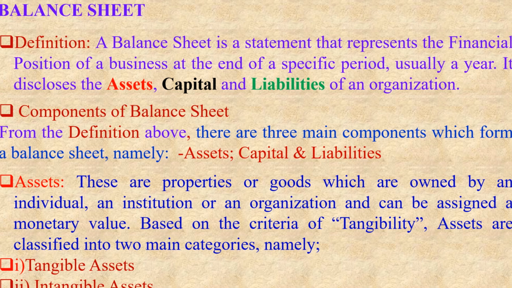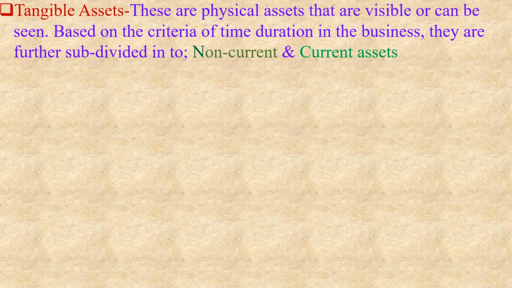An asset is defined as properties or goods which are owned by an individual, an institution, or an organization and can be assigned a monetary value. Now, based on the criteria of tangibility, assets can be classified into two main classes. One, tangible assets, and two, intangible assets. So let's go to the case of tangible assets.